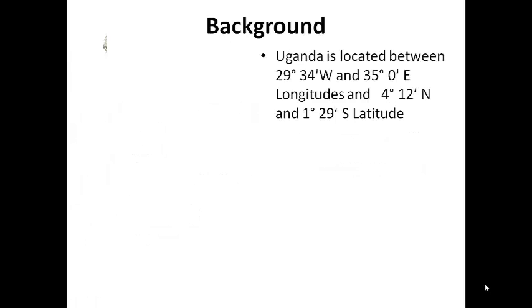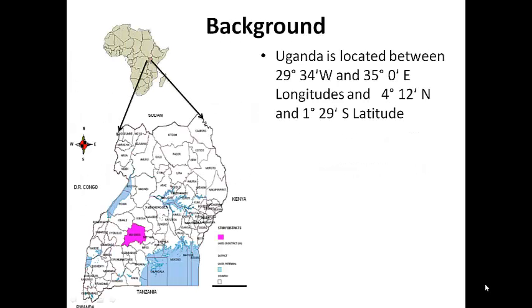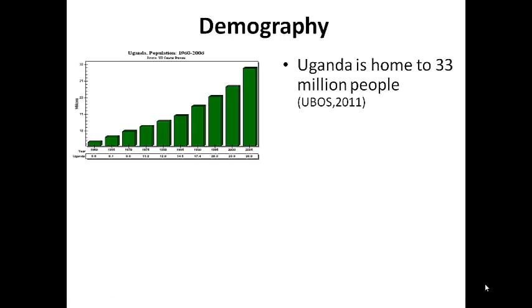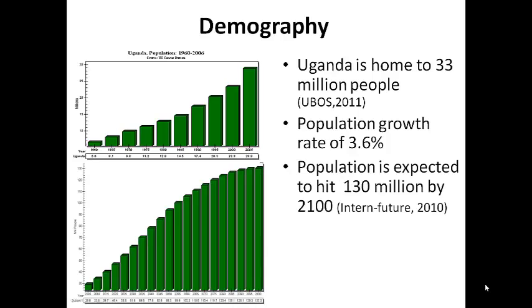study. Uganda is an East African country that lies within those coordinates. It shares borders with 5 other countries. Most of Uganda is actually a plateau which slants from south to the north. Demographically, Uganda is home to 33 million people, most of whom live in the rural areas. The population growth rate of Uganda is 3.6, and at that rate the population is expected to hit the 130 million mark by the close of the century.